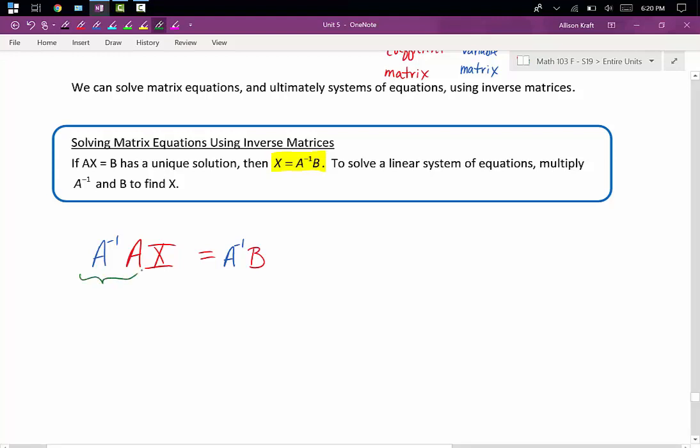We learned in a previous video that a matrix times the inverse of that matrix is always equal to the identity. So A inverse times A is equal to the identity, and that's still going to be times our matrix X equals A inverse times B. And then the identity matrix, when we multiply that by any other matrix, well, we just get that other matrix. This is where we get the equation X equals A inverse times B.